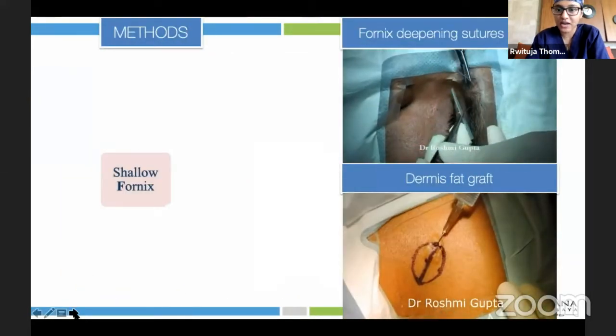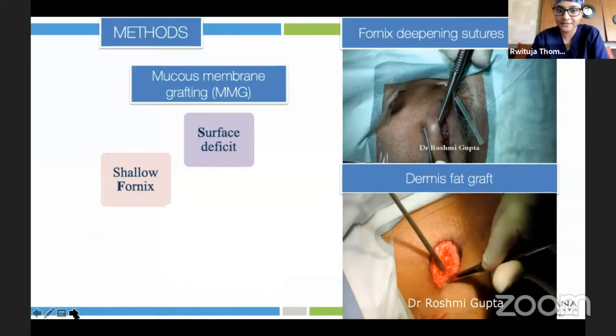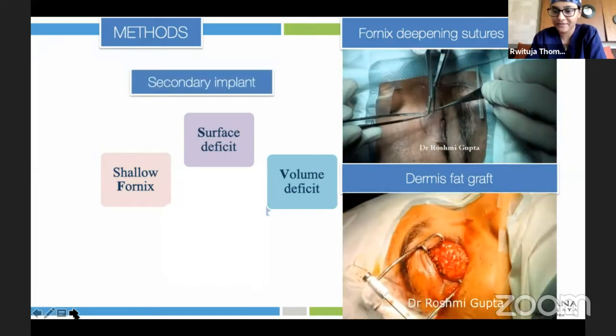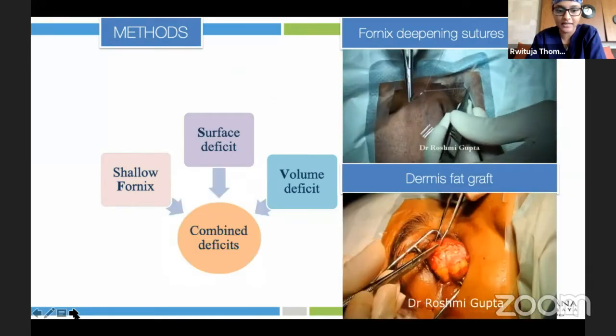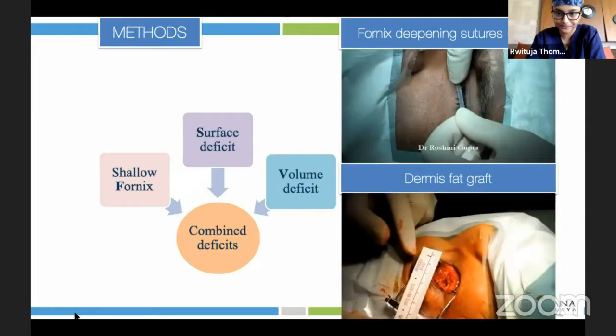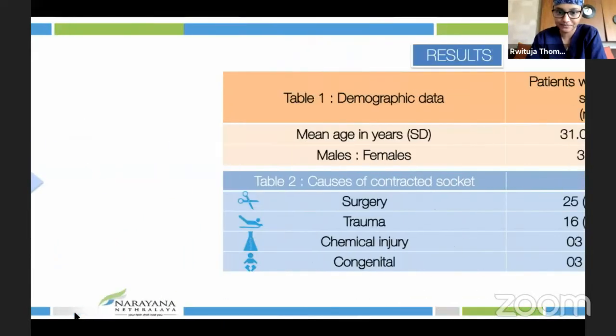So when there is a shallow fornix, we do fornix deepening sutures. When there is a surface deficit, we do mucous membrane grafting. When there's a volume deficit, we can do a secondary implant. And when there are combined defects, we do a dermis fat graft. So we decided to check the outcome measures as the retention of prosthesis or the need for a repeat surgery.